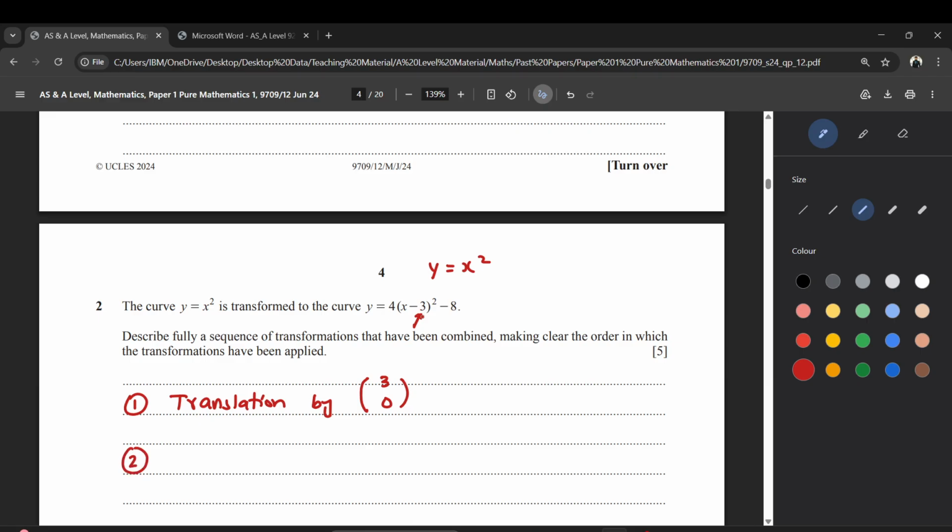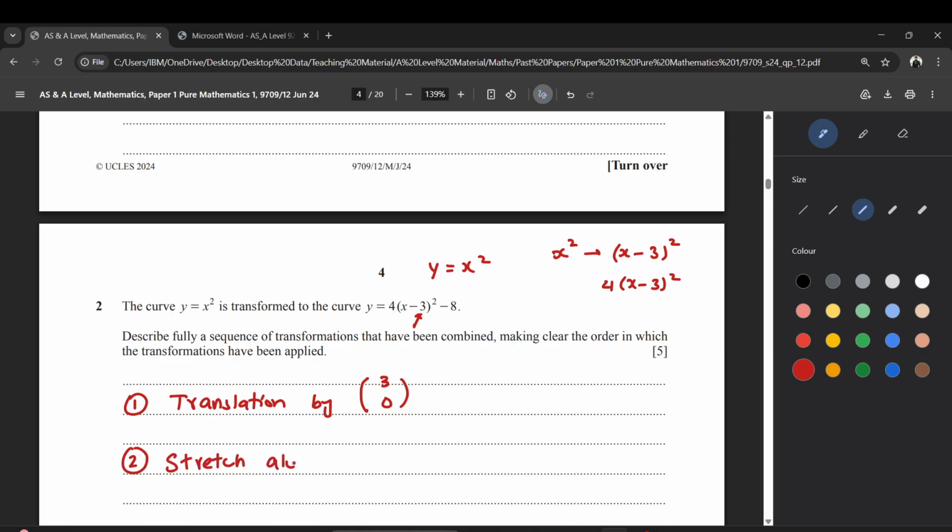Number two, so after we have dealt with what happens inside the function, now we'll look at what happens outside the function. The transformations that take place inside the function are horizontal transformations. The transformations that take place outside the function are vertical transformations. Okay, so let's see. Then what happens after you have converted this x square into x minus 3 whole square? The next step would be to multiply this by 4. So multiplying this by 4, that is a stretch.